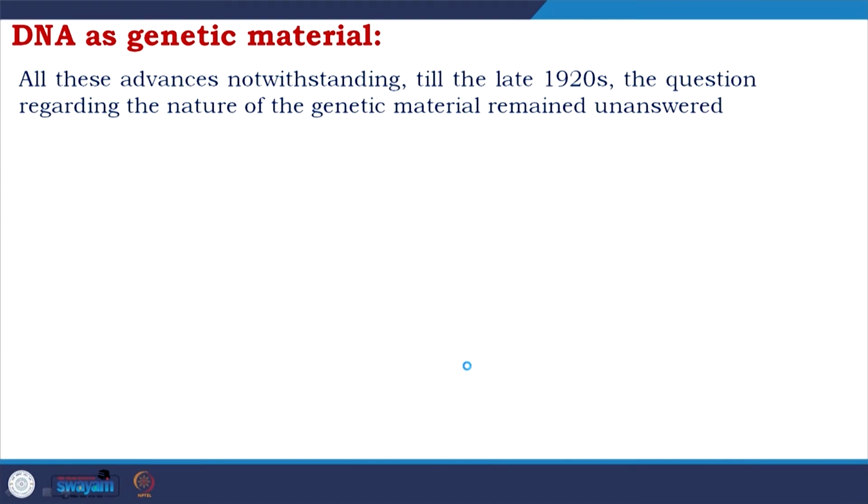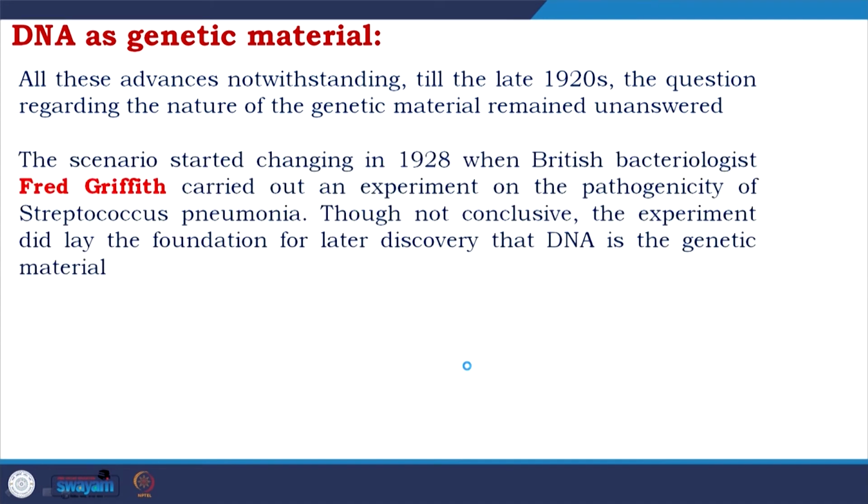As for DNA as a genetic material, all these advances actually did not make an impact until the late 1920s. The question regarding the nature of genetic material remained unanswered. The scenario started changing in 1928 when British bacteriologist Fred Griffith carried out an experiment on the pathogenicity of the Streptococcus pneumonia. Though not conclusive, the experiment did lay the foundation of the later discovery that DNA is the genetic material.